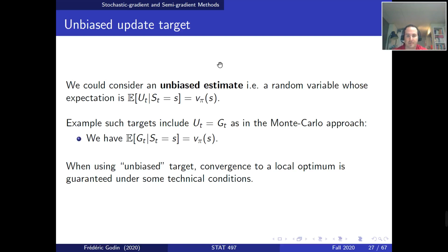If we have that the expected value of the target, given we're in state S, is the true value function, then we have guarantees of convergence. So this is great. So what are examples of this? If you use the target being the return starting at time t, as in the Monte Carlo algorithms from chapter 5, then we have unbiased targets, because we know that the conditional expectation of the return is the value function. So in that case, we do have an unbiased estimate. So ut could be the return starting at time t.